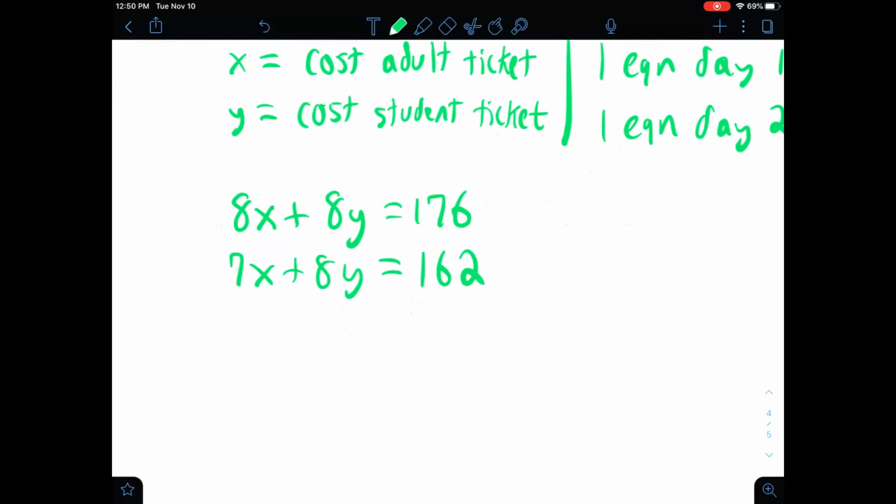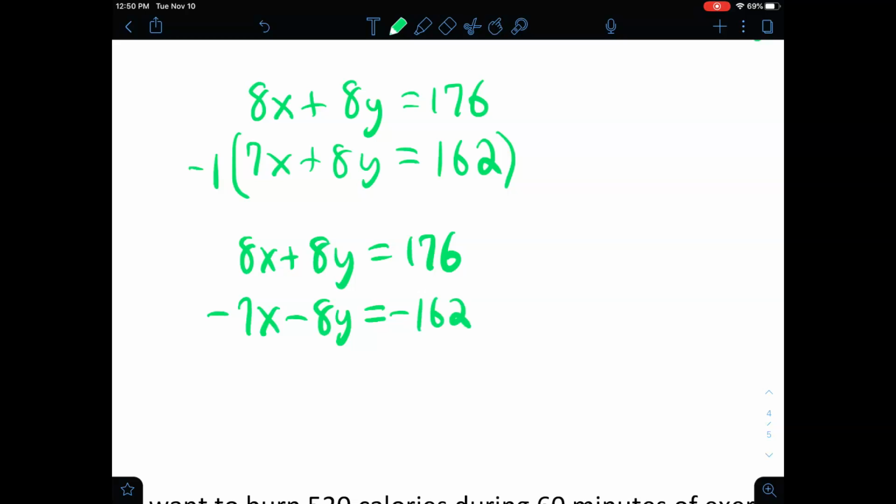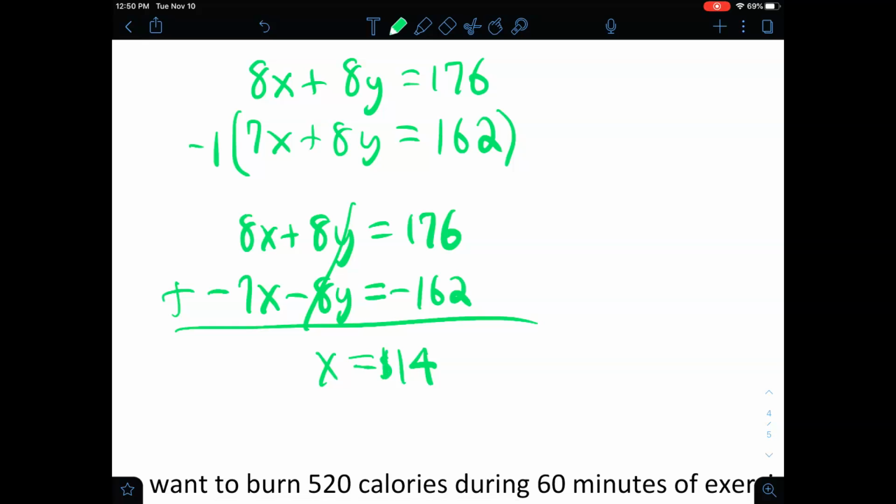What I'd probably do, this is probably an easier one to simplify. I'm just going to multiply either top or bottom by -1 to change the signs, because we already have 8y and 8y. That's going to make it nice for us. So we got 8x in the top equation the same. I might multiply the bottom one by -1. It's going to be -7x minus 8y equals -162. Add these. These are going to cancel. We're going to get x equals, what, 14? So $14 per adult.